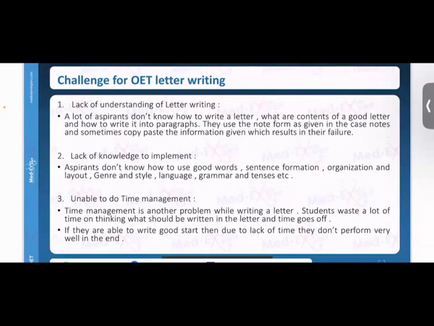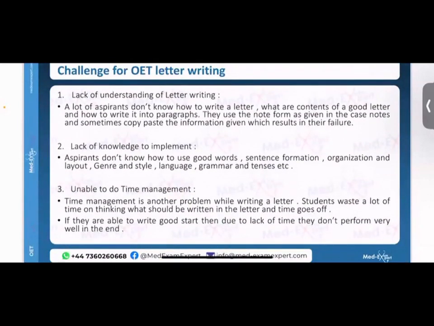There was a student, 2 to 3 months back, who contacted me with a query regarding the writing part. He said, ma'am, I appeared in the OET exam and I was well prepared. My listening, reading and speaking were good enough and I'm pretty sure I can ace these modules. But for writing, I'm in doubt that I could fail this module. I asked him why, since listening and reading are the most difficult ones and he was confident about them.